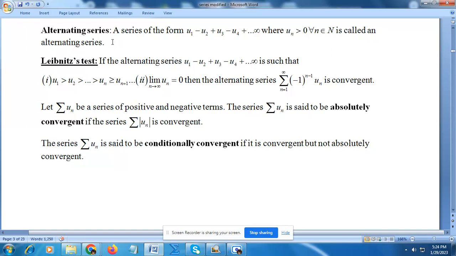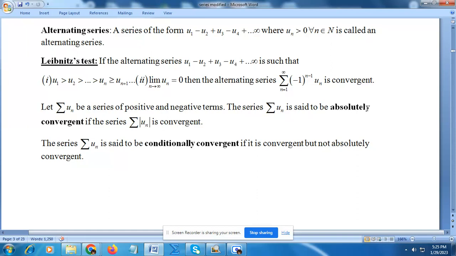When I have an alternating series, to discuss its convergence we have to use the Leibniz test. The Leibniz test says that if an alternating series satisfies these two conditions, then it is convergent. The first condition is u1 greater than u2 greater than and so on, un greater than un plus 1. The second condition is the limit of un as n tends to infinity is 0. If the two conditions are satisfied, then the alternating series converges.